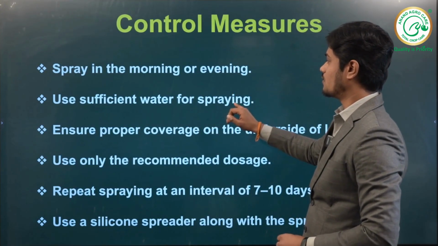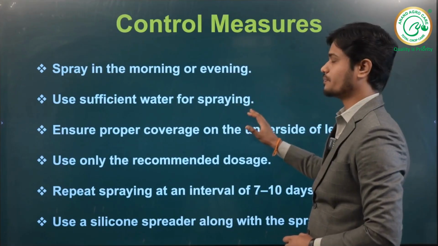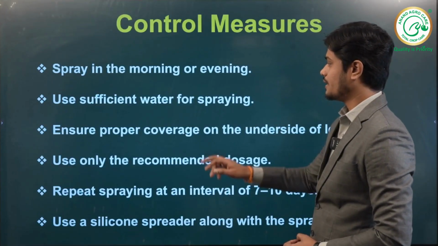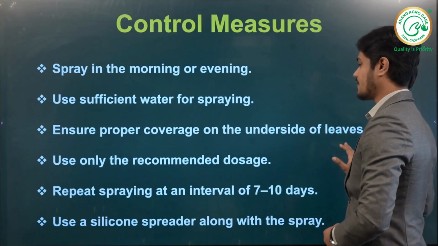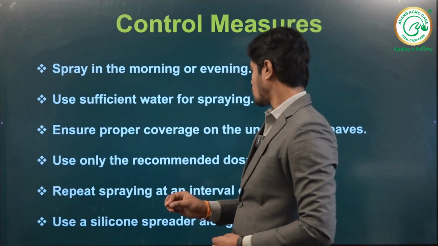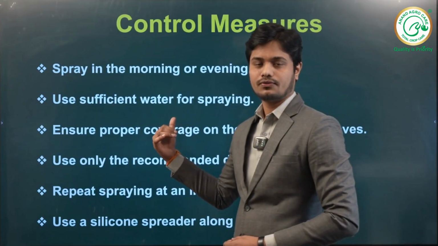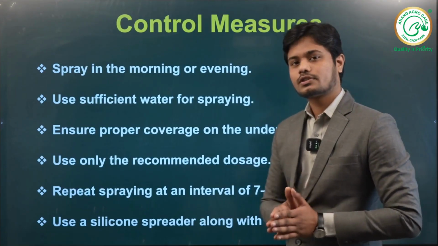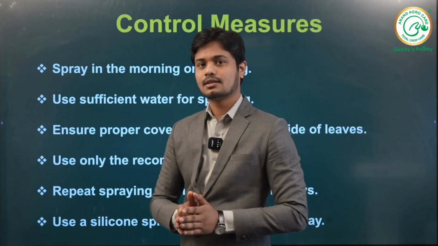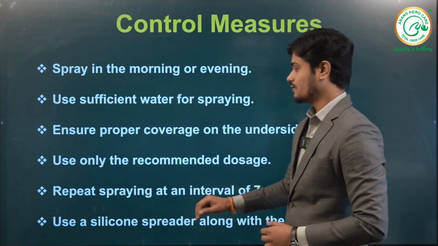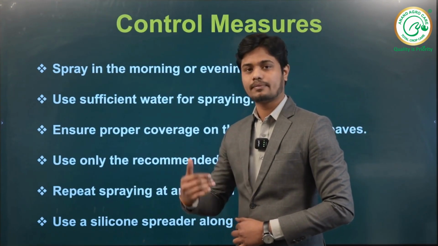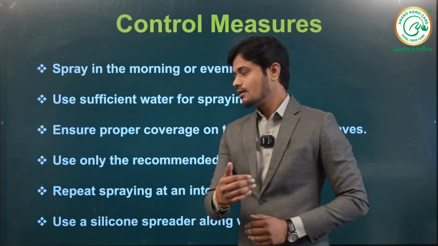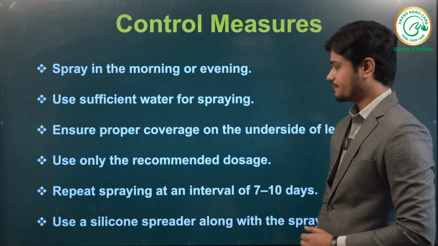Use sufficient water for spraying, meaning dilution. Again, the dilution factor matters a lot. Then ensure proper coverage on the underside of leaves. Use only recommended doses, which we have previously seen. Repeat spraying at an interval of 7 to 8 days. Most farmers do not follow this step. Hence, the red mite population increases, and after a certain level, you cannot control it through any spraying.